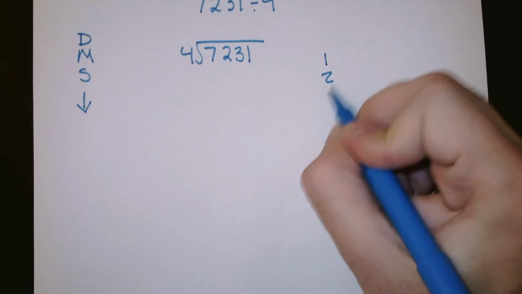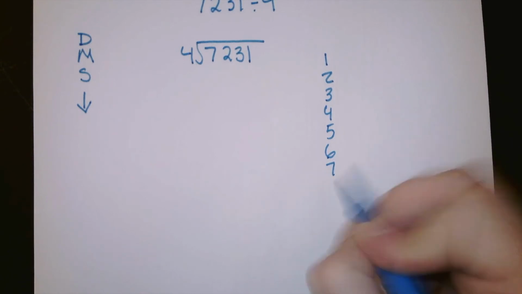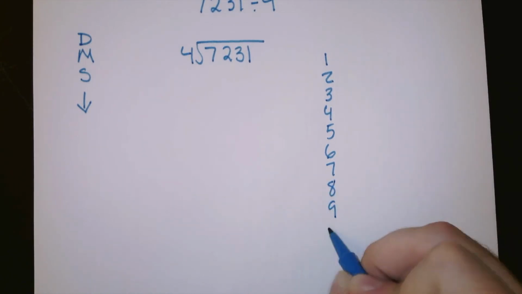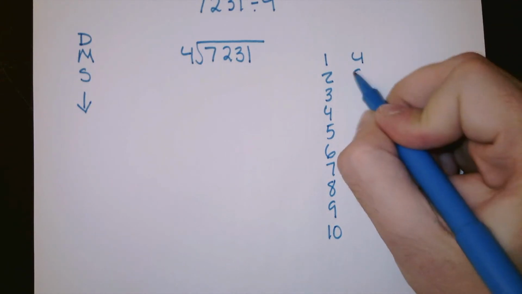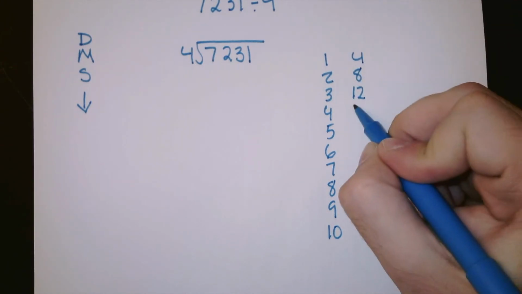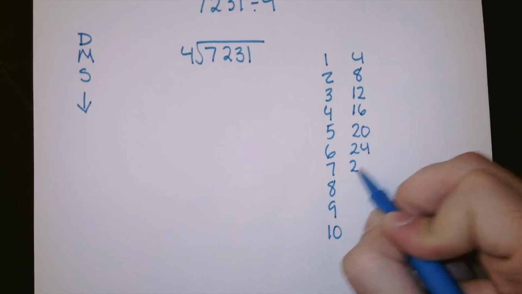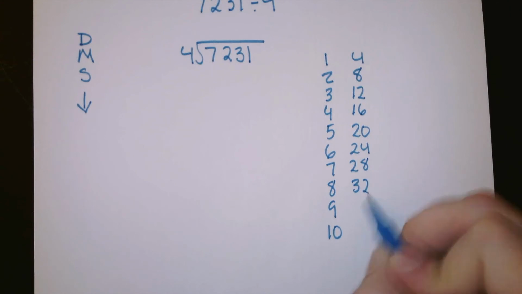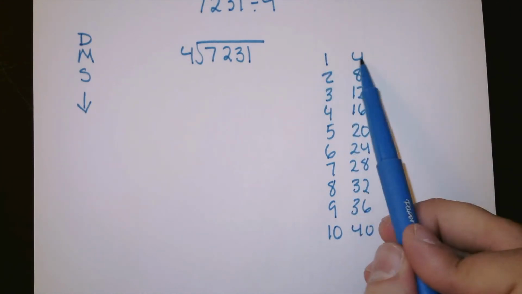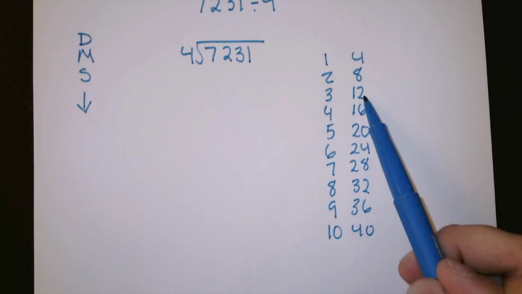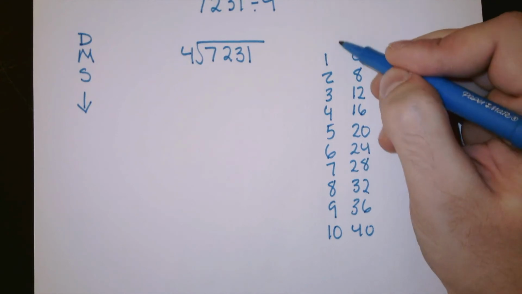1, 2, 3, 4, 5, 6, 7, 8, 9, 10. All right, and then I have 4, 8, 12, 16, 20, 24, 28, 32, 36, and 40. And again, that's the same as doing 1 times 4 equals 4, 2 times 4 equals 8, 3 times 4 equals 12, 4 times 4 equals 16, 5 times 4 equals 20, and continuing on that entire way.